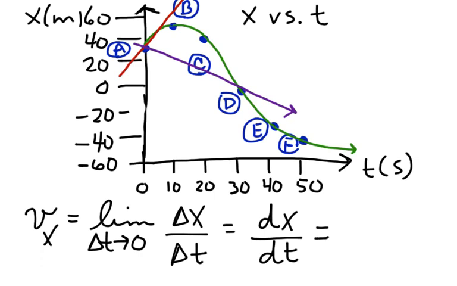It could also be written, if you're looking at x as a function of time, as x prime of t. So this is another way to write the symbol for derivative.